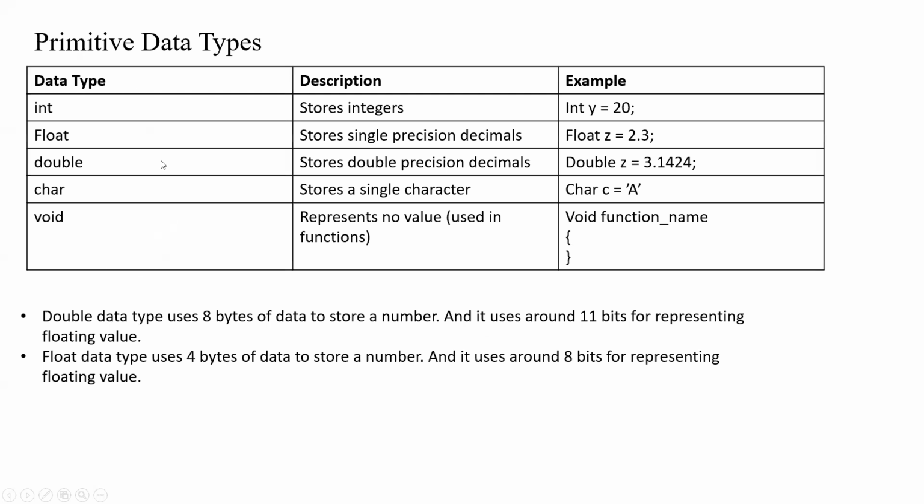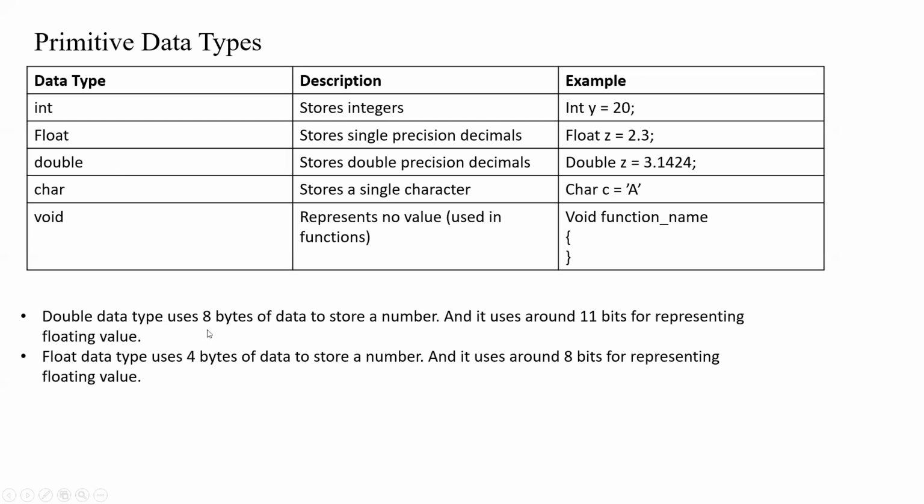So primitive data types. int basically stores integers. It will only store integers. So int y is equal to 20.5, still it will store only 20. It will not store the decimal part of it. Float stores single precision decimals. Let's say z is equal to 2.3, then you can use float. If you need more decimals, then you should try to use double. Char stores a single character. Void, normally you use void when you do not have any return type. So what does double precision mean?